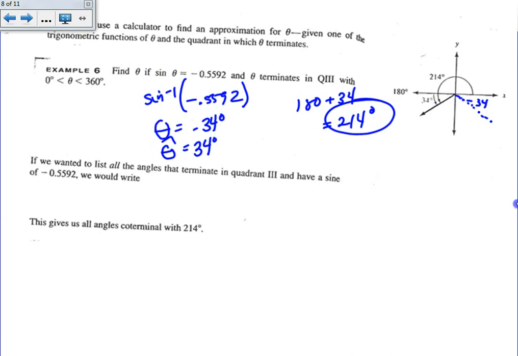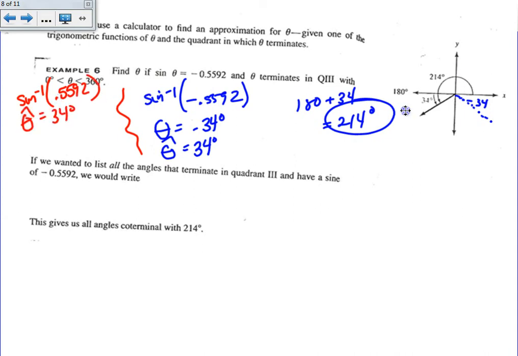Another way to do this problem, I'm going to do this one in red, is some people will only find the positive angle, meaning the reference angle from the first quadrant. So what they will type in is inverse sine, and because sine is always positive, everything's positive in the first quadrant, they'll just type in positive 0.5592 and get their reference angle of 34 degrees.